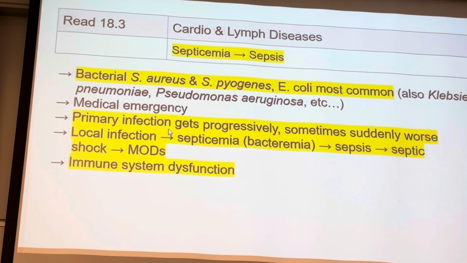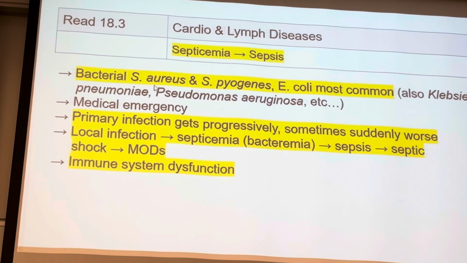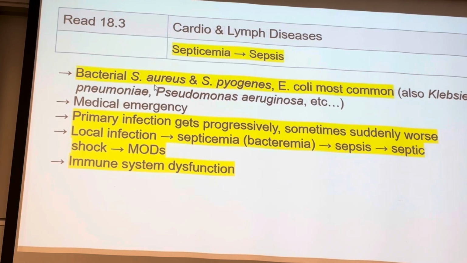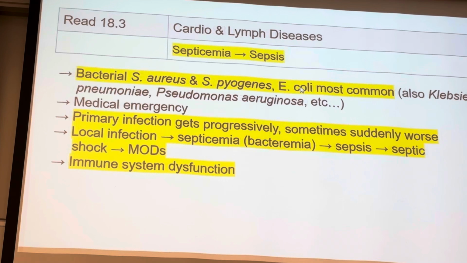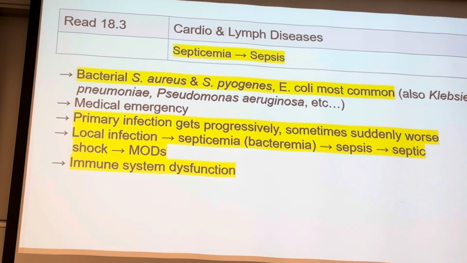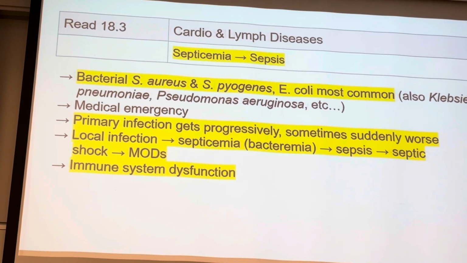So then we talked about sepsis. The two most common causes of sepsis are aureus and pyogenes. Also E. coli is something to think about. E. coli is common mostly for older patients. So patients that get a UTI from E. coli that are elderly, it can progress to sepsis because it goes untreated.